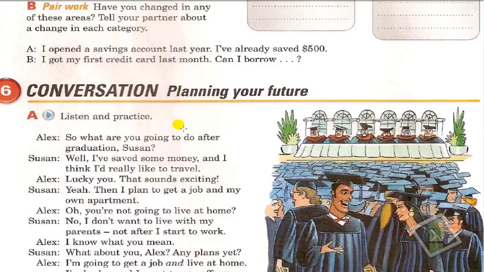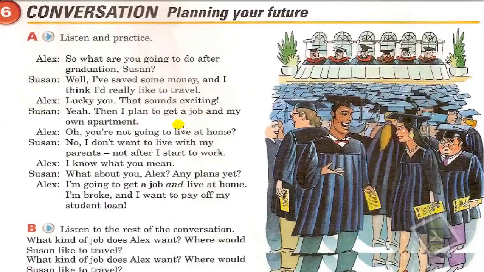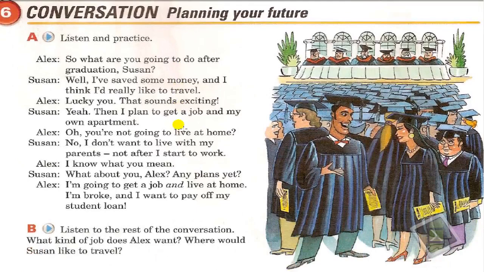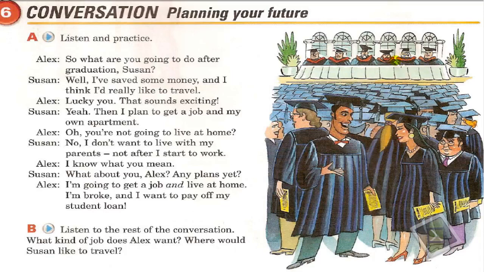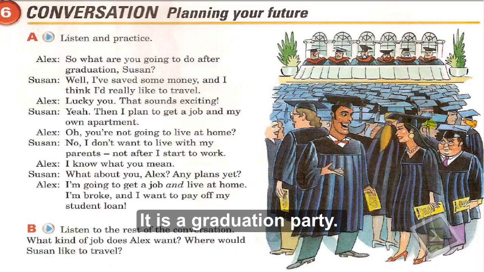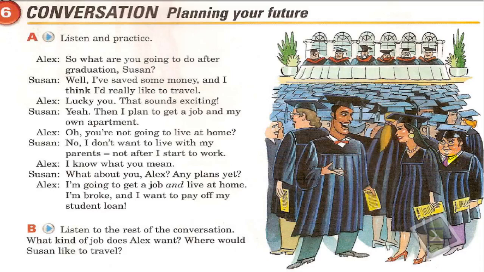Exercise number 6, conversation, planning your future. Look at the picture here. What do you see? Young men, young ladies, they are having certificates. They are wearing gowns. Professors. Maybe they are in the university. It's a graduation party. They're wearing glasses, ties. This is a tie, a shirt, a tie. She's wearing earrings. This is an earring, two earrings, necklace.